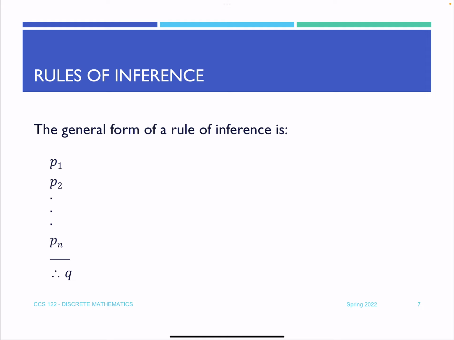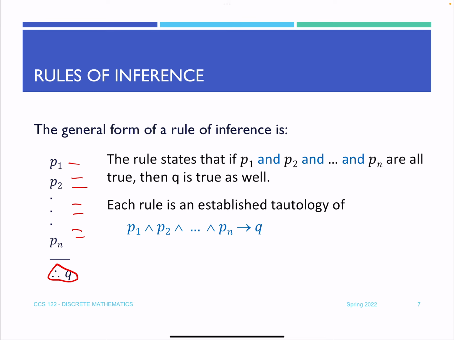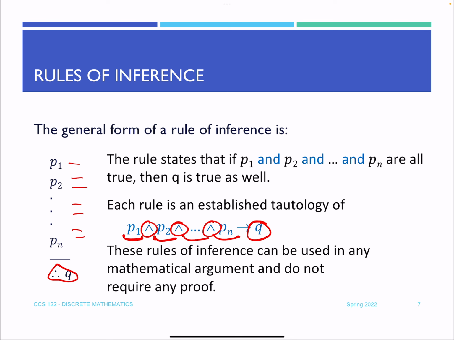Now, the general form of a rule of inference is like this. We have statements piled on top of each other, and one connecting to the next, leading us to a conclusion. Each rule in here must be a tautology. Another way to write this is basically this: the statements up here connected by an and together mean that the conclusion is true. Now, we can use the rules of inference without proving them every time in order to generate a larger proof.